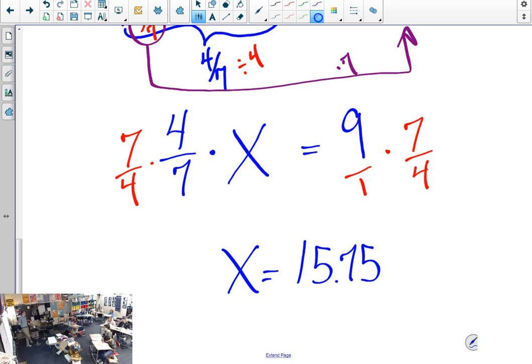15.75. So that means if everybody showed up, all 7 students, they could get done 15 3/4 apartments, right? That's what we were solving for.